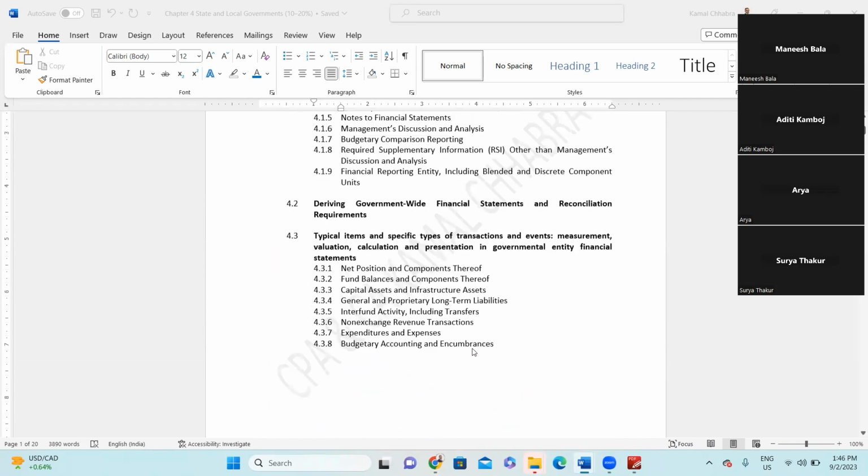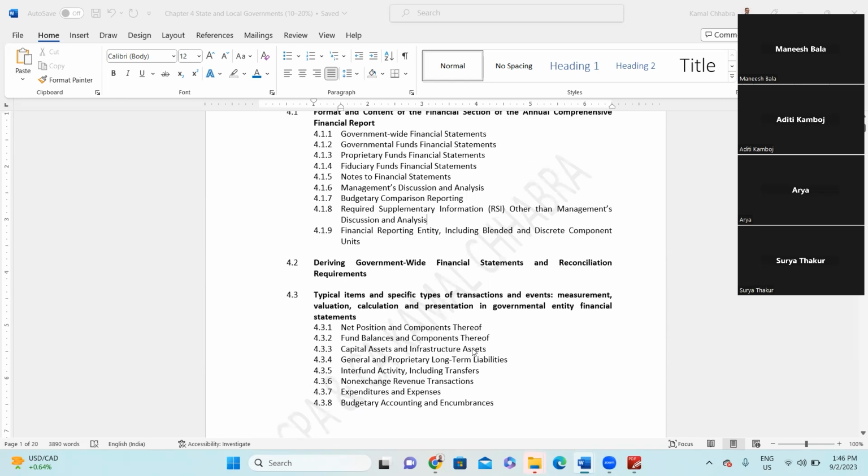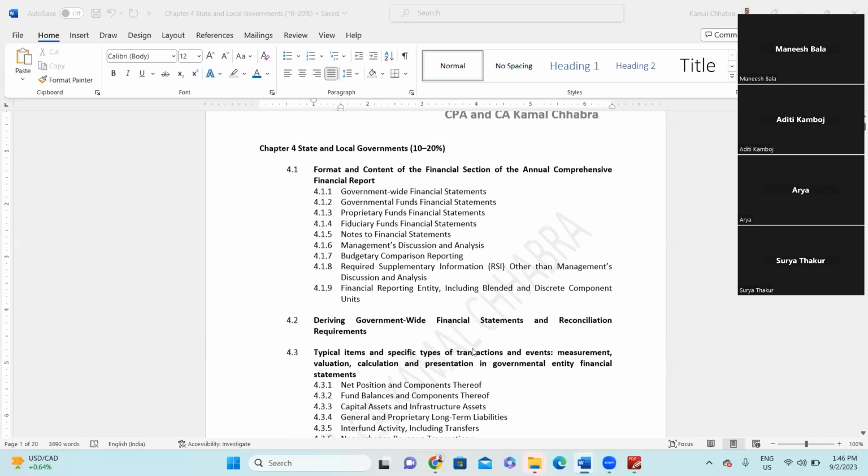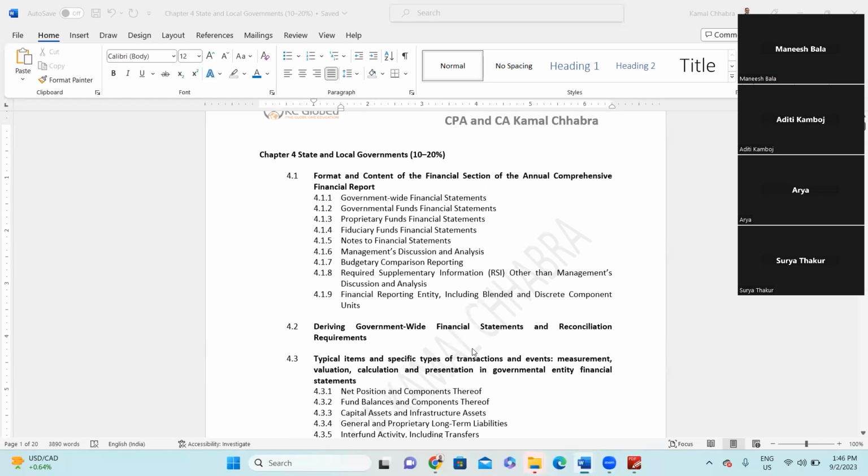Commitment, open commitment, right? The purchase order which you have issued to the respective vendor, for which in future they will be supplying the product and services to you, and you have to make payments to them, right? So this all will be coming in the state and local government accounting.